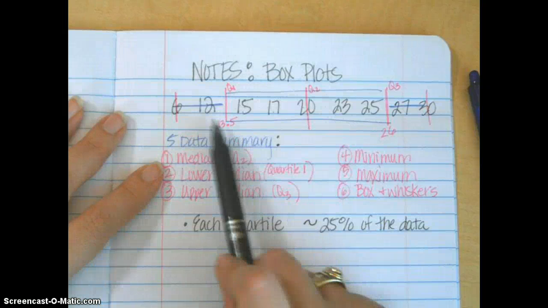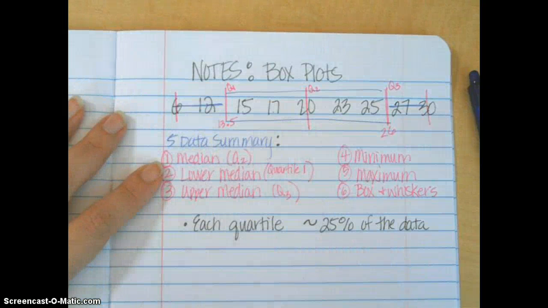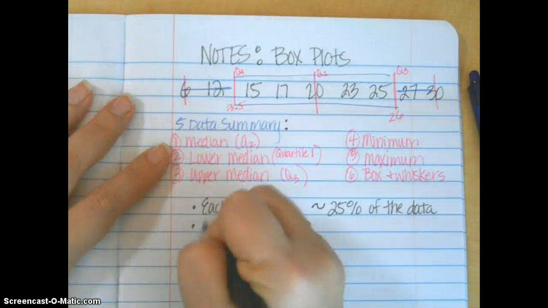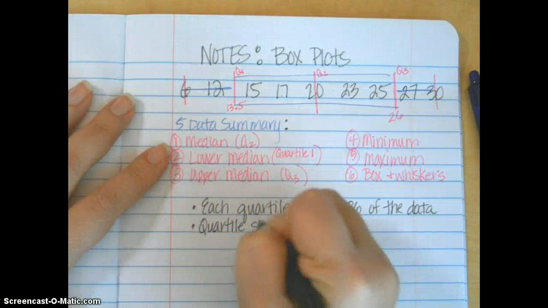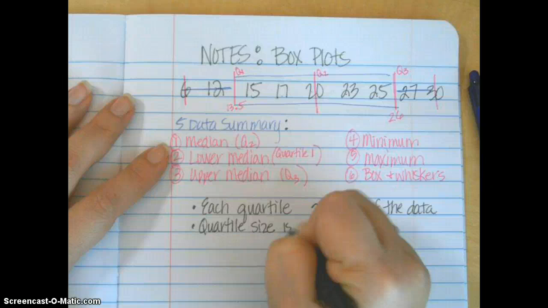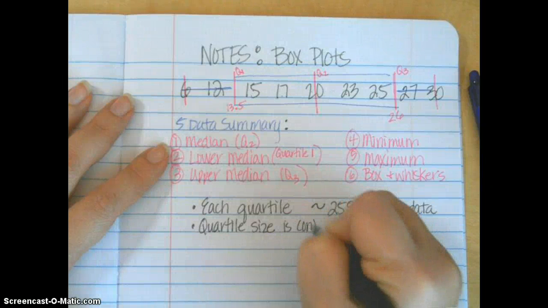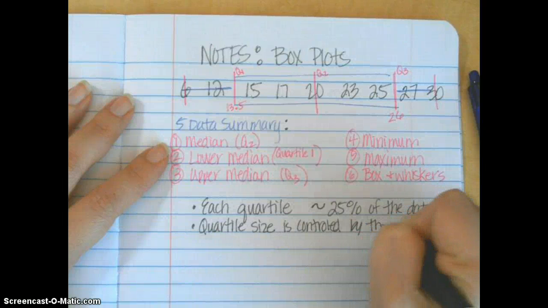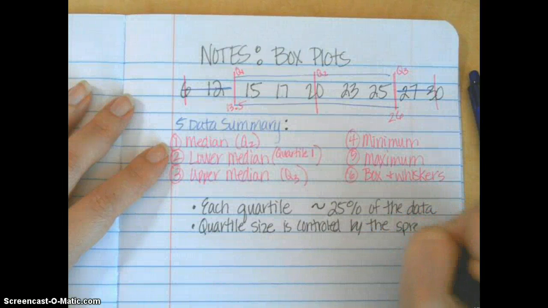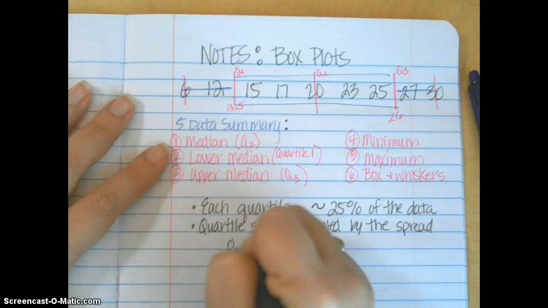Now, each box may look different, but they all still contain the same amount of data. So the quartile size is controlled by the spread of the numbers.